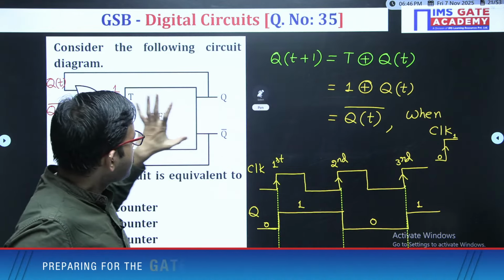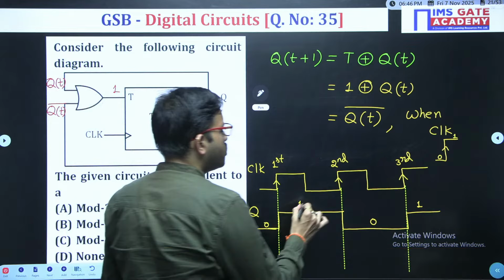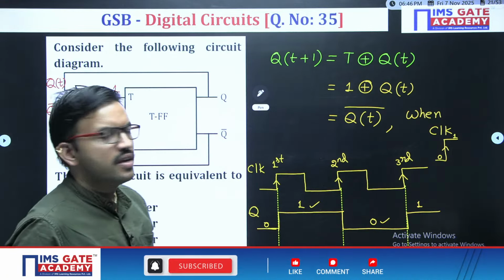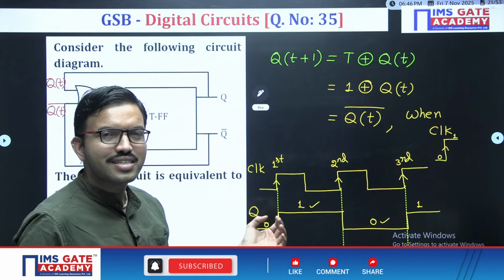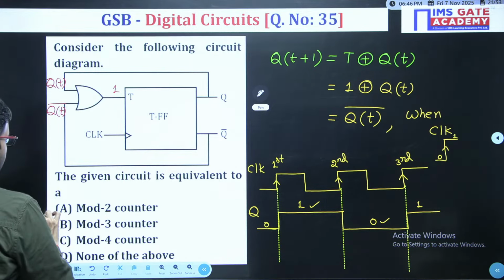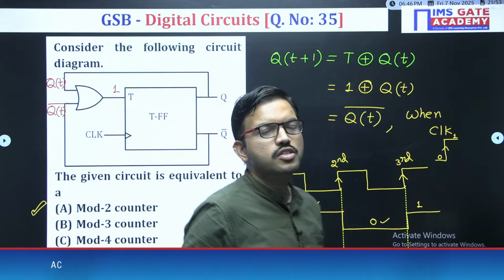That means in this circuit you are getting only two possible values, 1 0 or 0 1, whatever it may be. That means it is nothing but mod 2. So accordingly you can say option A is the correct one, mod 2 counter. That's all. So the conclusion point here is very simple.